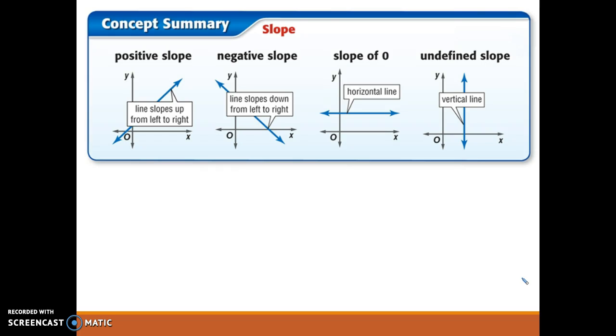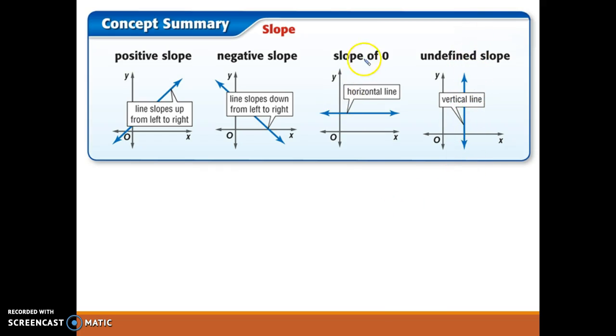We have different types of slope. We have a positive slope, where you're going uphill from left to right. You always read your graphs going left to right. So a positive slope means you're walking uphill. A negative slope means you're walking downhill. A slope of 0 means that you're going straight across. There is no rise. And then an undefined slope means it's a vertical line.